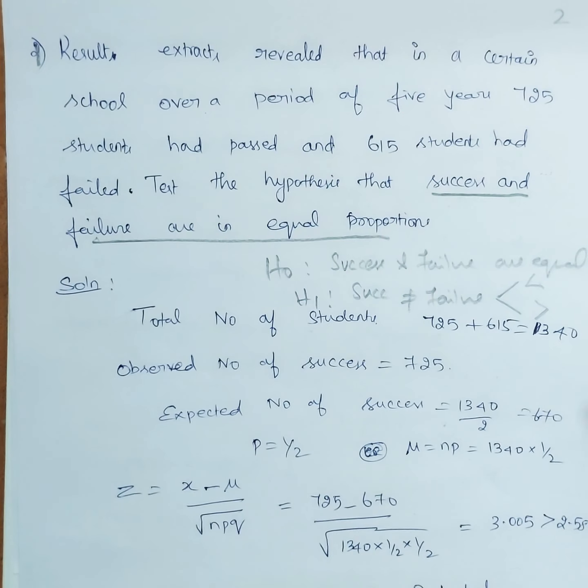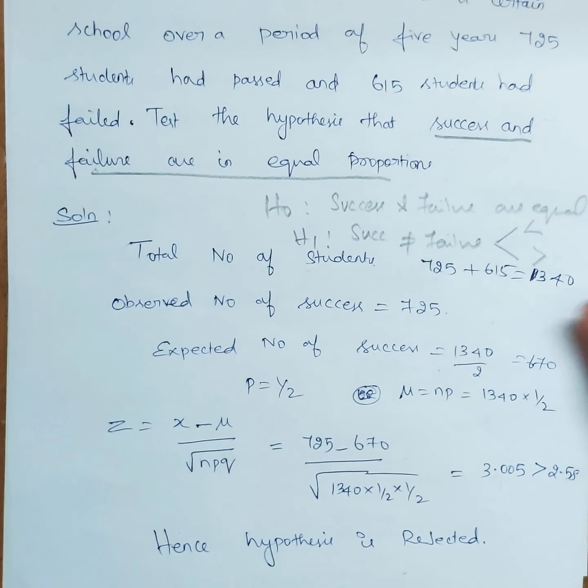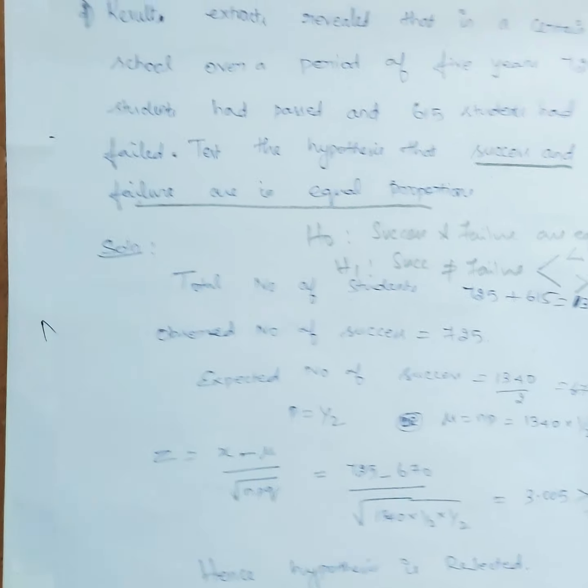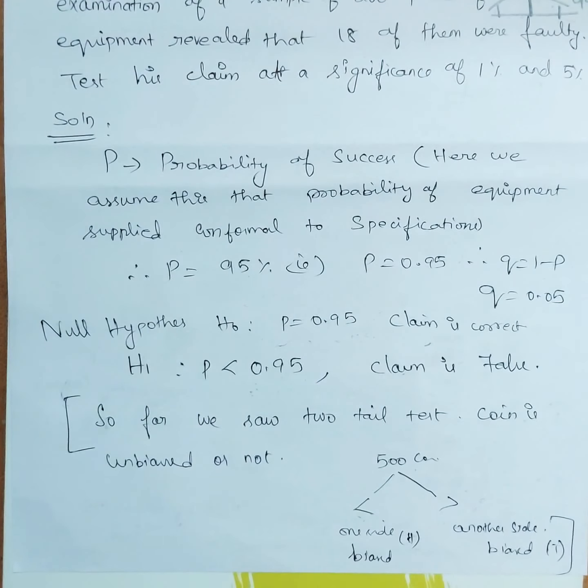So when we compare the value, we compare with 2.58 and 1.96. These are the values from the two-tail test. But now in this problem, we are going to use a one-tail test. So we are not going to compare the final value with 1.96 and 2.58.